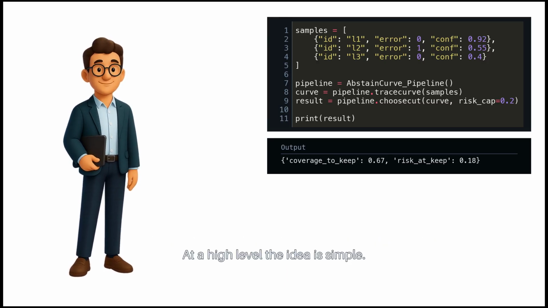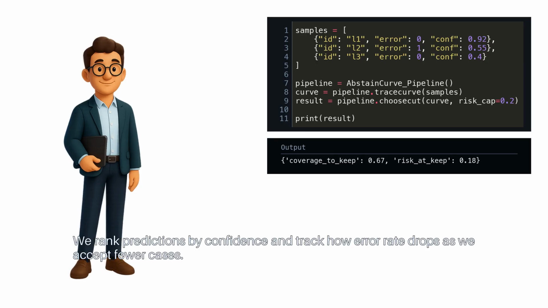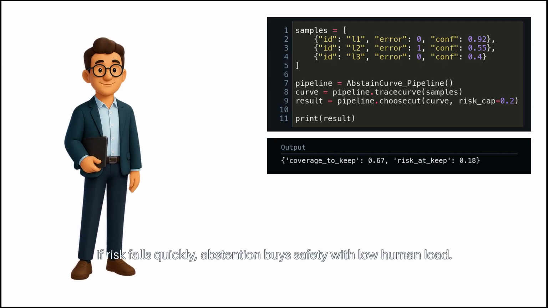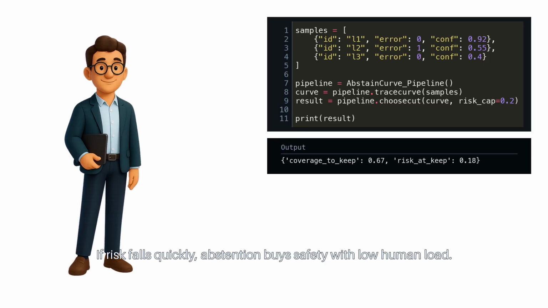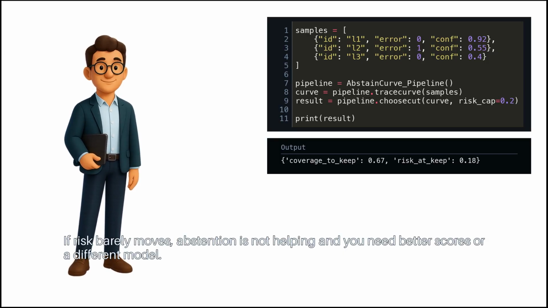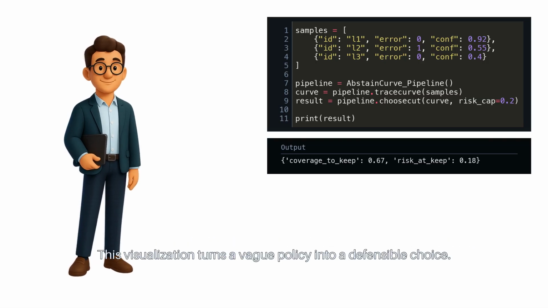At a high level, the idea is simple. We rank predictions by confidence and track how error rate drops as we accept fewer cases. If risk falls quickly, abstention buys safety with low human load. If risk barely moves, abstention is not helping, and you need better scores or a different model. This visualization turns a vague policy into a defensible choice.